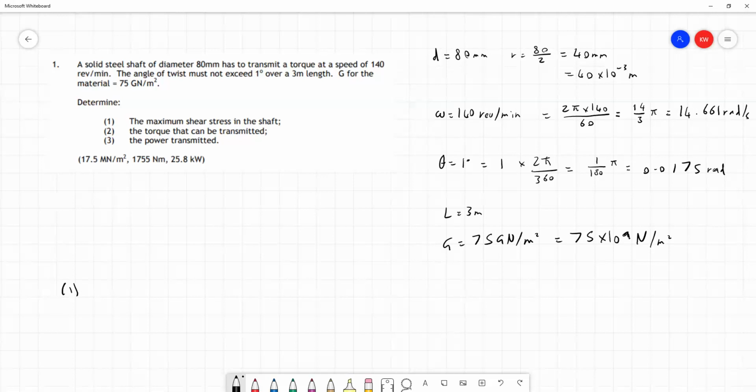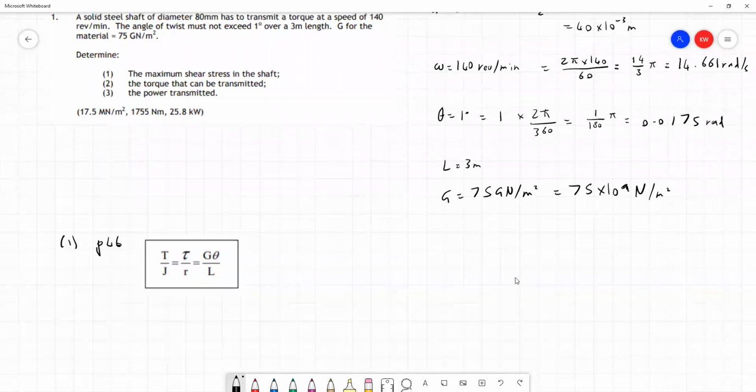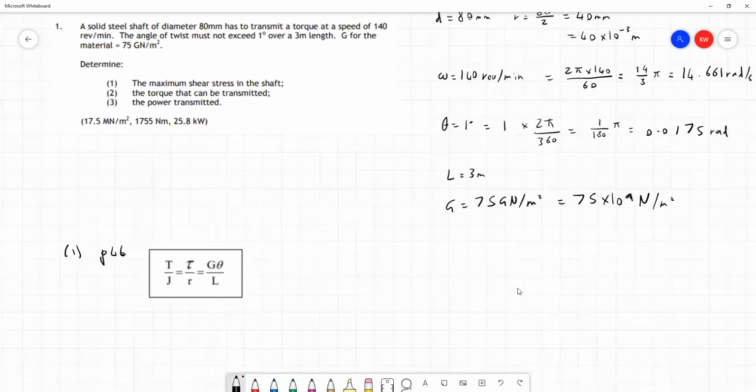Now in this unit, there's only one formula that we use that has shear stress in it, so that should be a big clue as to which one it is. And we'll find this on page 46 of the course notes. I'll put this in here just now. It's this formula here. It's our formula for doing our simple theory of torsion calculations. And we're going to use this in order to calculate the maximum shear stress.